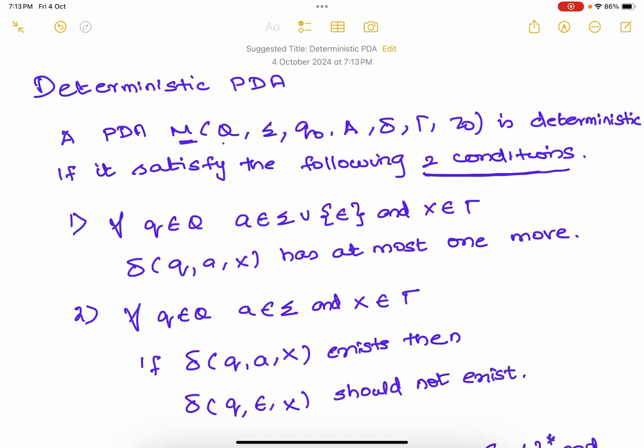What is the first condition? For all q belongs to capital Q, a belongs to tape symbols and X belongs to stack symbols, if delta of q, a, X has at most one move, it should have only one transition from every state, for every input symbol on every stack symbol. It should have at most one transition. That is what the first rule says.